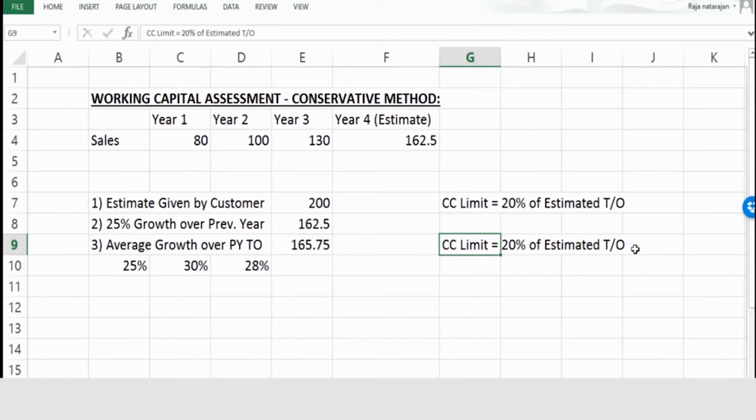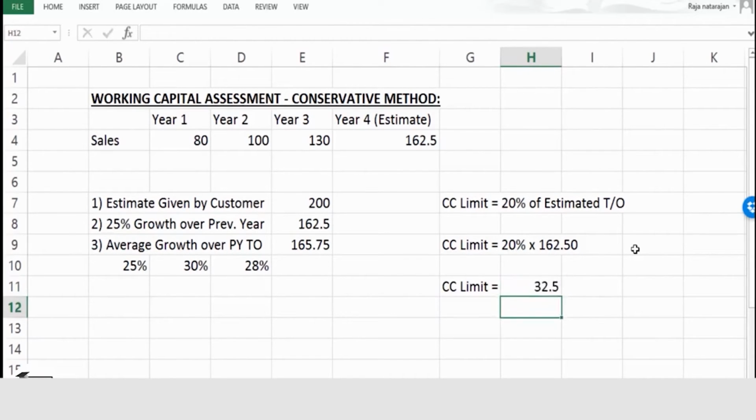So it's going to be 20% of what? It's going to be 20% of 162.50. So if we calculate that now, let's see what we get. We get 32.5. So this is the CC limit that is eligible for this business entity based on the conservative method. But again here it is purely linked with the financials and purely linked with the projections and the past.